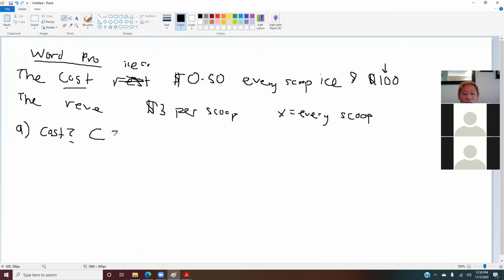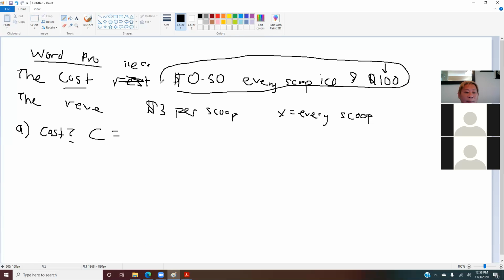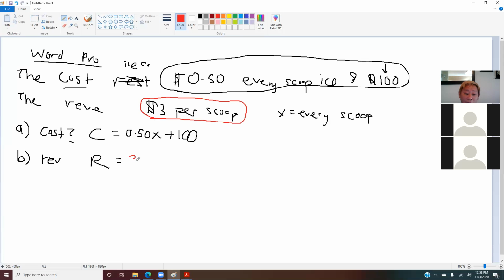So the cost is C, which is what? Can you write this in math? Yeah, it's 0.50x, yep, we use x for scoop, plus 100. Plus 100, yep. That is the cost. Next, the revenue, R. How do you find the revenue? This is the revenue. It's 3x. It's just 3x, yes. Next is the profit.